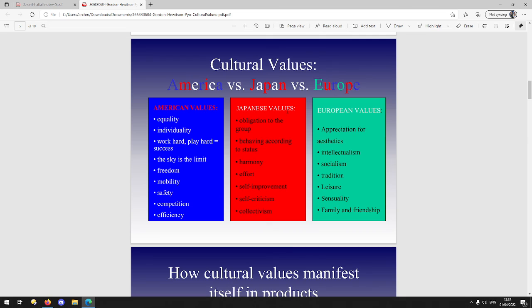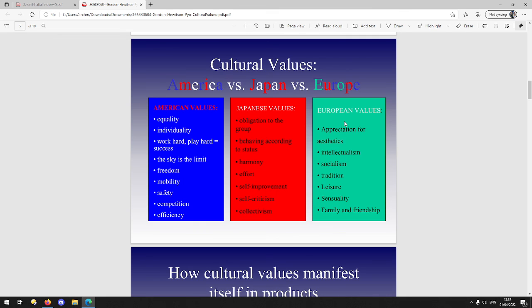The group must survive, the city must survive, as in Frostpunk. But harsh conditions decrease the importance of the individual and bring the community further into the spotlight. So they have an obligation to the group. They are behaving according to their status. They have very clear-cut definitions of work, and they abide by that. Harmony, again, being in harmony with the group, putting in effort, self-improvement, and self-criticism, and collectivism.